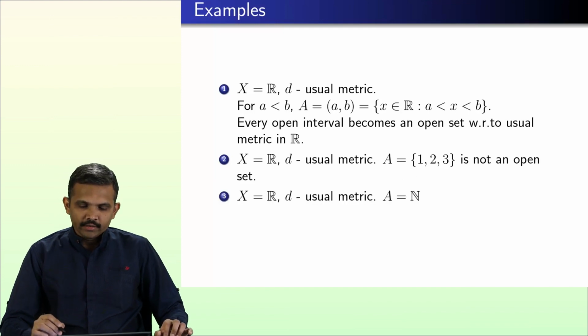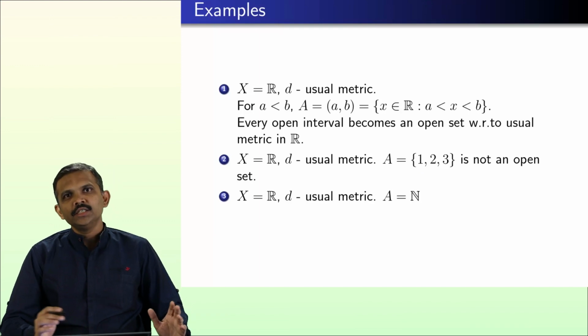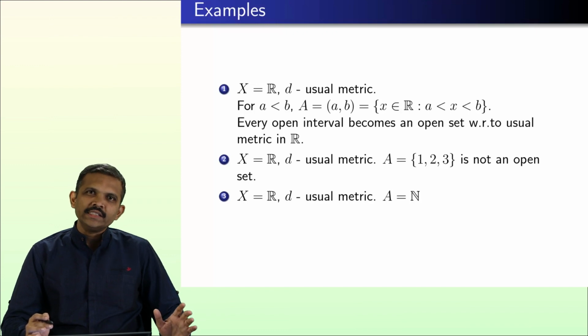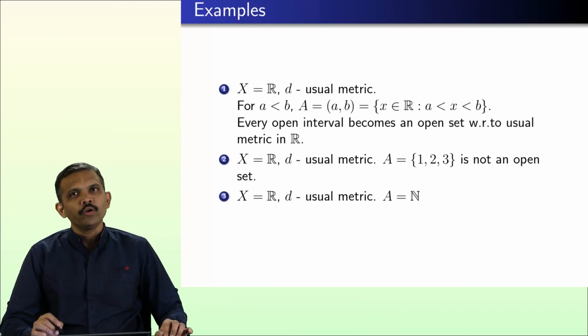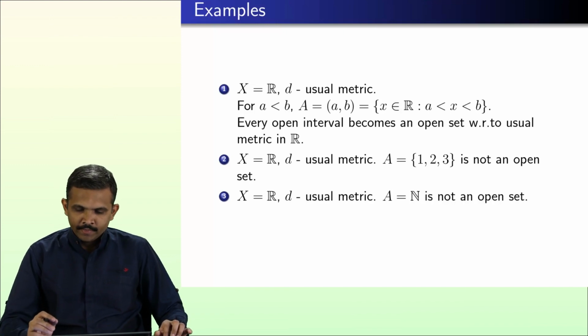Now, going ahead, let me take the same space, same metric, but changing the set to the set of natural numbers, and I am sure it is quite easy to guess that it again will not be open, with the similar idea that one can use to justify.